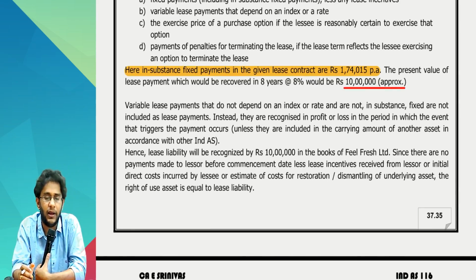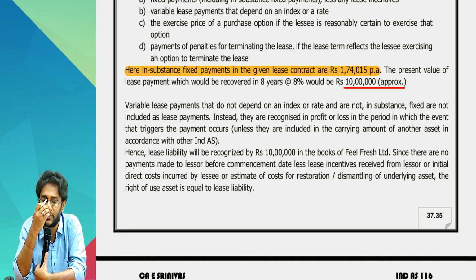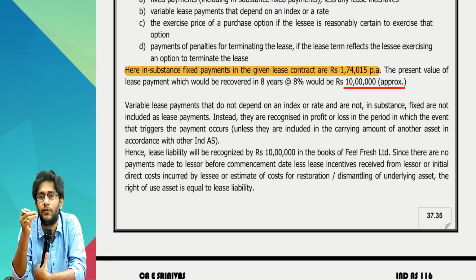Sir, what if I buy more units than 7 lakhs? If you buy more units than 7 lakhs, then you will be paying something more than 174,015. Whatever you pay extra, other than this 174,015, is the non-lease component. No, sir, that is for purchase of goods. So other than 174,015, whatever you pay is a non-lease component. That's the cost of buying the soap.